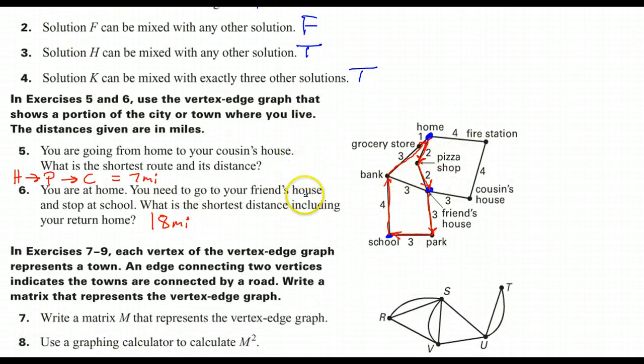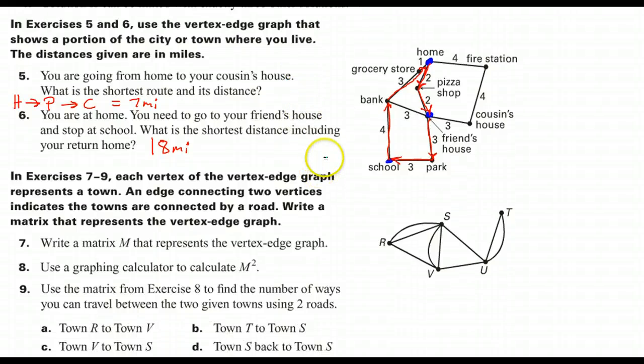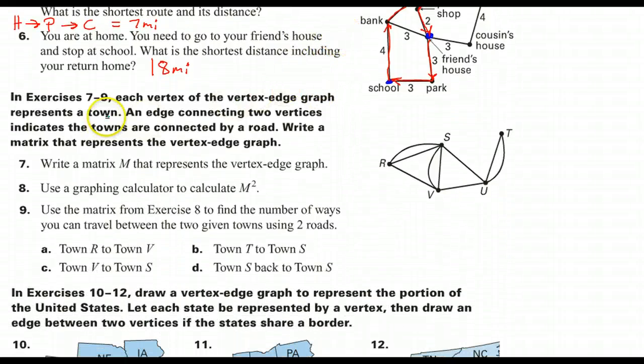Okay, and that's the route that we would do it. Okay, number 7 through 9. Write matrix M that represents the vertex edge graph. Now remember, to make a matrix with these things, we have got 1, 2, 3, 4, 5.